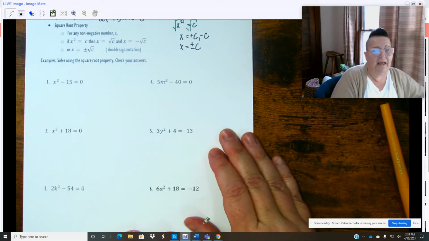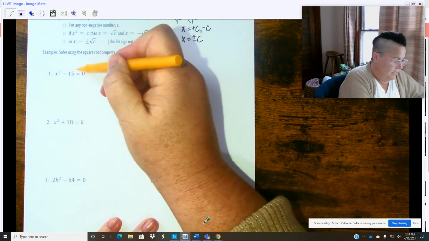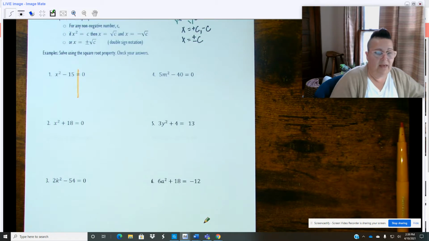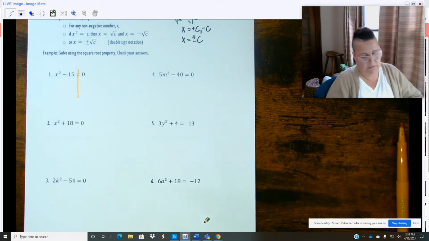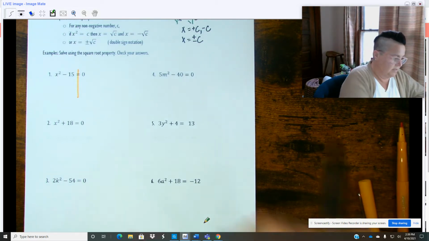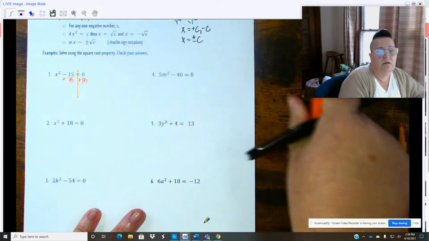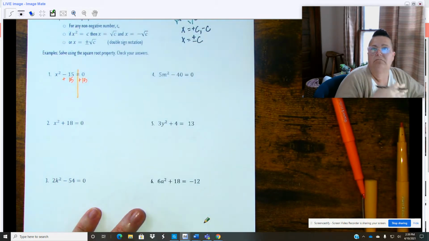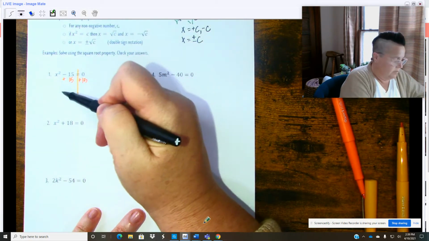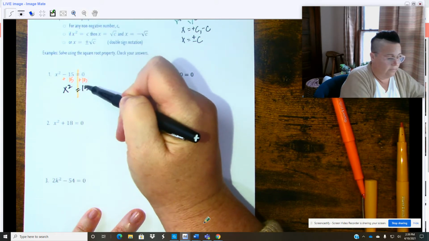All right, so here we have some sample problems. I'm going to run through some of these using the left side, right side, and solving the equation. I have x squared minus 15 is equal to 0. So I'm going to go ahead and add 15 to both sides of this equation. Again, I may be showing more work, at least in the beginning, and I'll lay off some of these steps as we get further in. So this will be x squared is equal to 15.